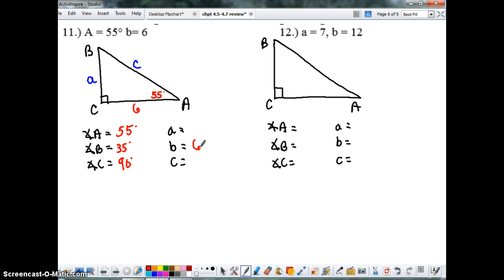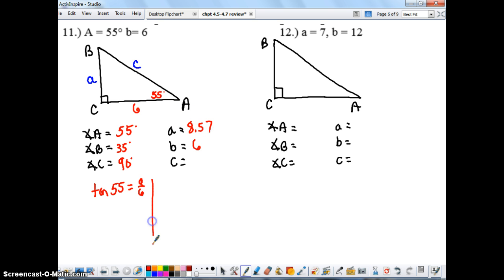So now what I have to do is come up with trig functions that I'm going to use to solve for a and c. So for this, I'm going to do the 55 degrees, the a and the 6. That's going to be the tangent of 55 is going to equal a over 6. Multiply by 6, and you get a here is equal to 8.57.